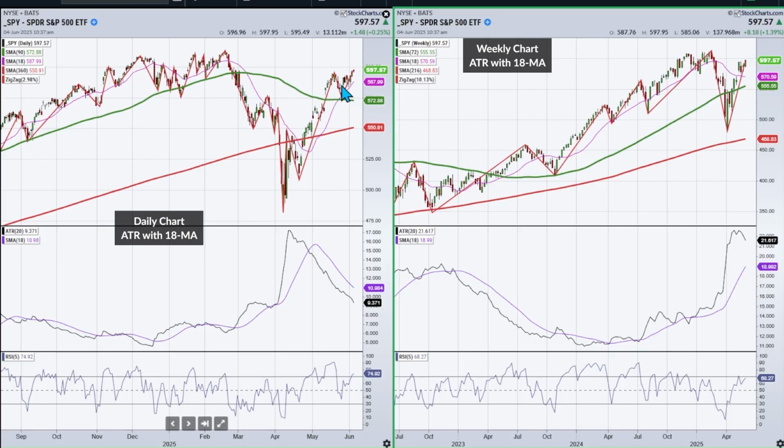So what I would tell you is that we've still got some volatility in the bigger picture, but if you want to do some trades, like we got a pullback to the 18-day, and you want to play this for trading purposes, that can be done.